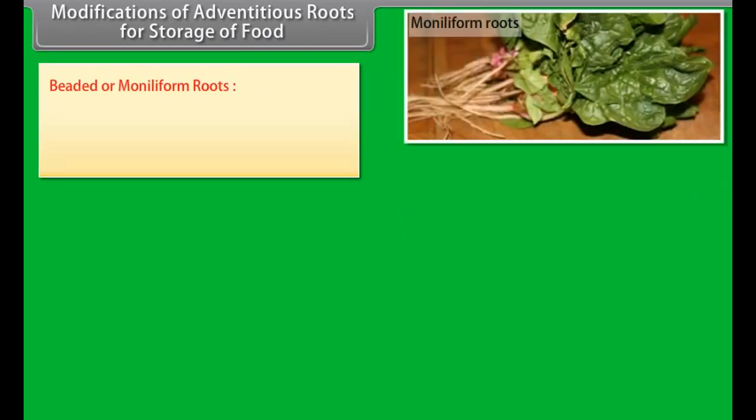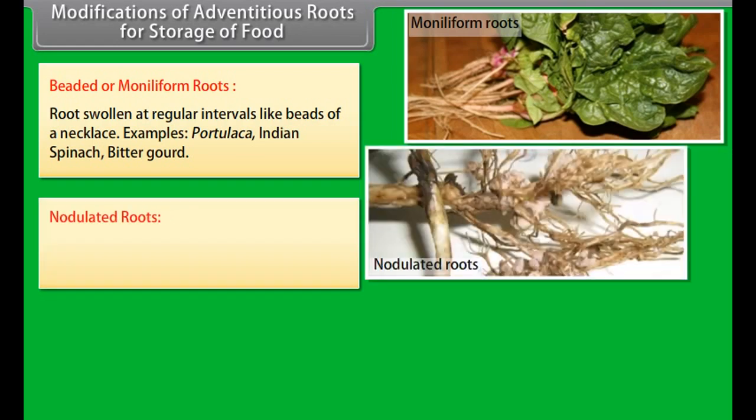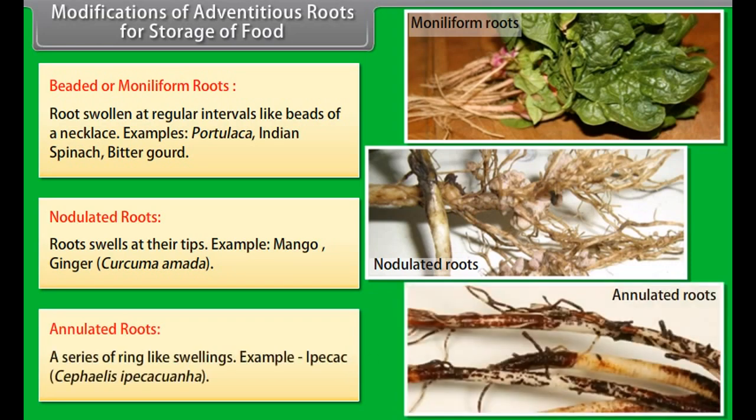Beaded or moniliform roots. Roots swollen at regular intervals like beads of a necklace. Examples: Portulaca, Indian spinach, bitter gourd. Nodulated roots. Roots swell at their tips. Example: mango, ginger. Annellated roots. A series of ring-like swellings.